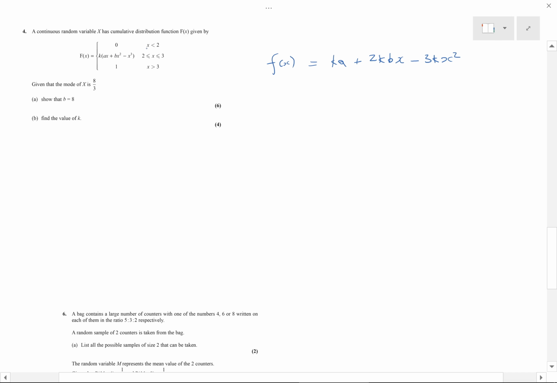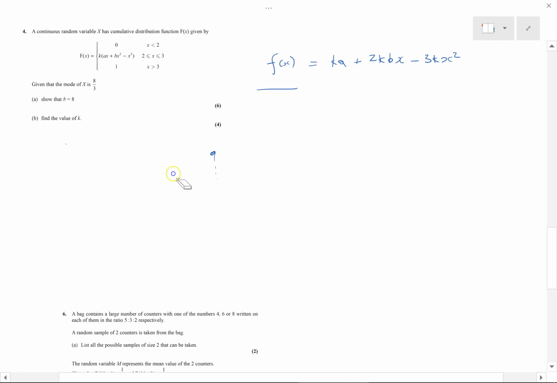And we have been told the mode. Now the mode is gained from the maximum point, or the highest point of the f(x), of the PDF. Now, we shouldn't always assume that it's some turning point, because, for example, if we had something like this, it's not a turning point, the maximum point is there. Or even like this, if we had a PDF like that, then the maximum point would be here, at the end.